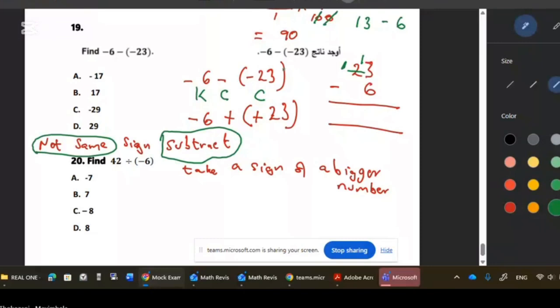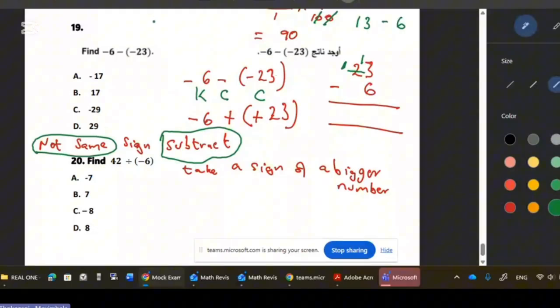Mister, do you have this paper on Telegram? Can you put this paper on Telegram? Yes, we'll put it on the Telegram. Okay, Mister, the answer is 7.